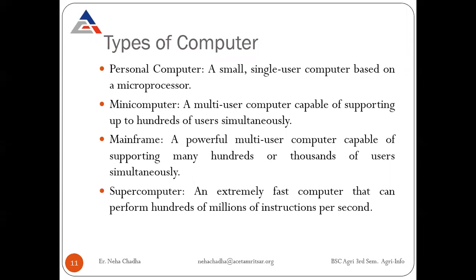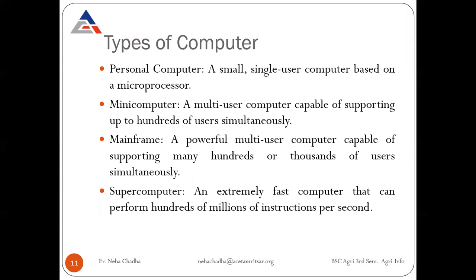Then the mainframe. By increasing the capacity and the number of users, the name of the computer has changed. A powerful multi-user computer capable of supporting hundreds or thousands of users simultaneously. A personal system means you have a single user. With a minicomputer, you have 100 users. With a mainframe computer, you have 100 to 1000 users.